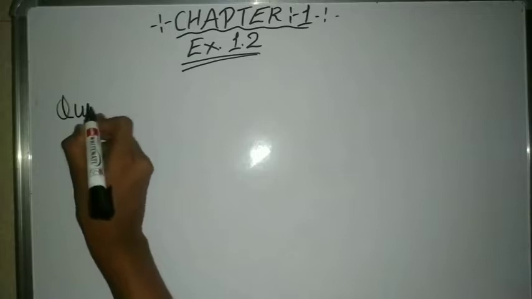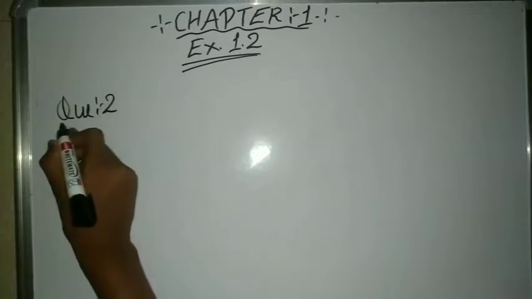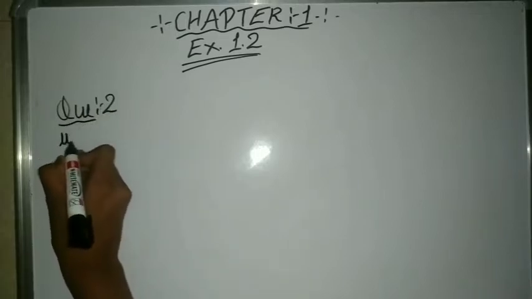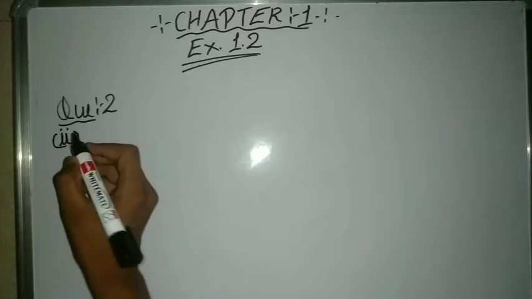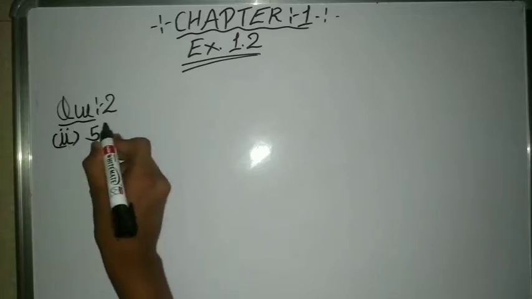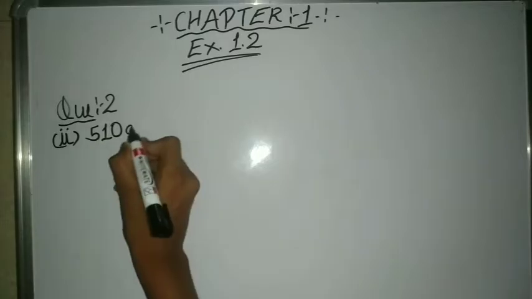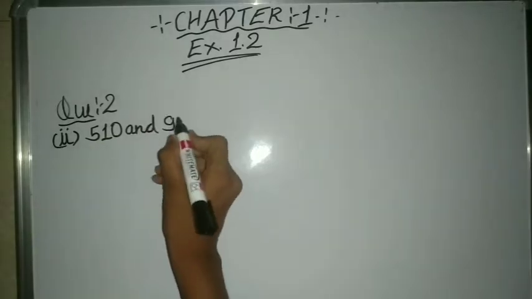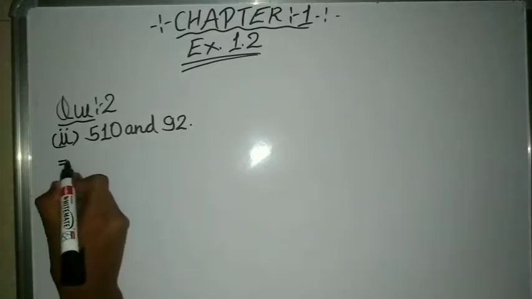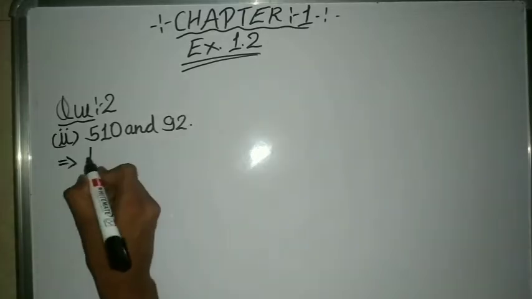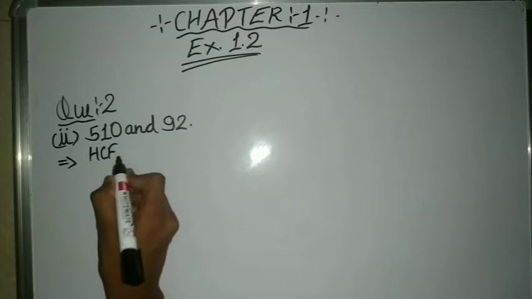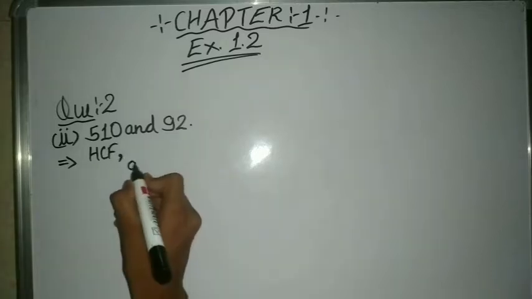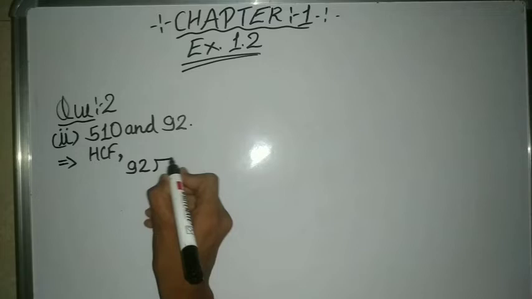Our next question is one in which we have to find the LCM and HCF, and also verify that LCM into HCF is equal to the product of the two numbers. Our first question is 510 and 92. This is actually the second question, but we do it first because it is harder than the first. So how can we do this? First of all we have to find the HCF, and we find it by the division method.